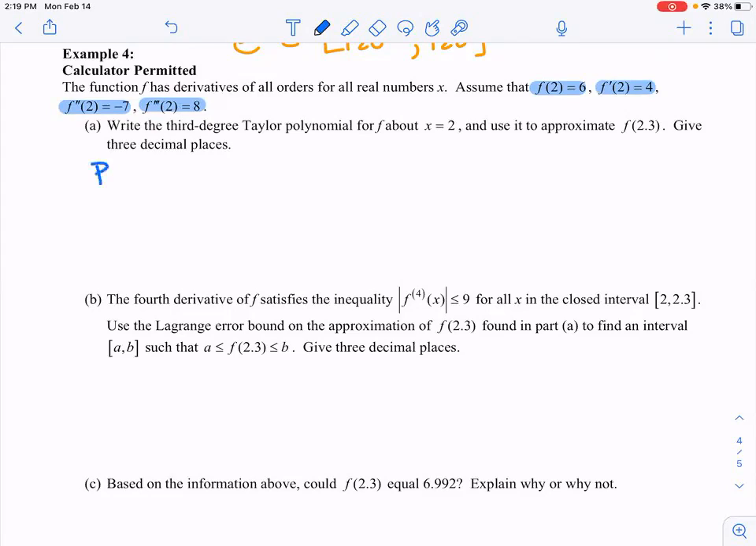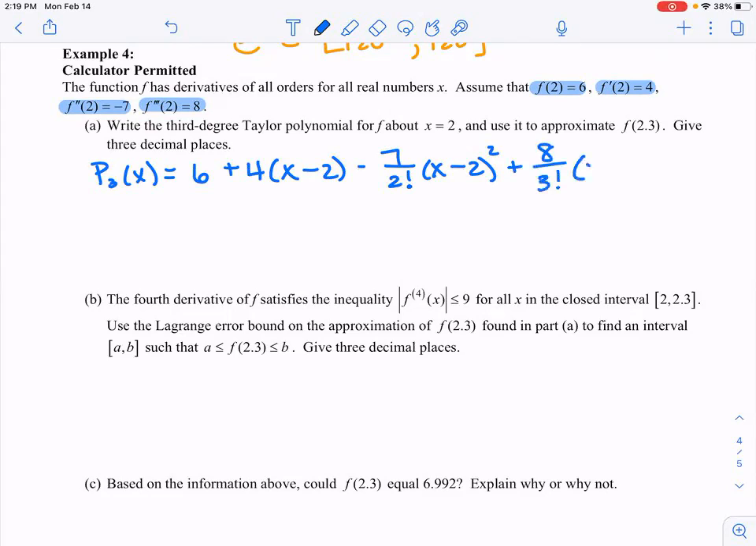So our third degree polynomial would be 6 plus 4 times (x minus 2) minus 7 over 2 factorial times (x minus 2) to the second, plus 8 over 3 factorial times (x minus 2) to the third. I do not care if you leave it like this or rewrite it to be simpler, like 7 over 2 and 4 over 3 instead of 8 over 3 factorial. You do you.